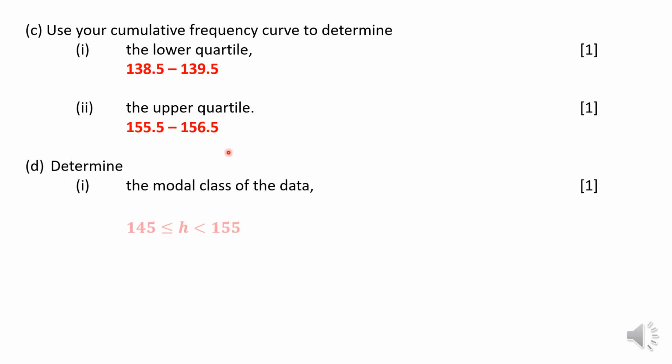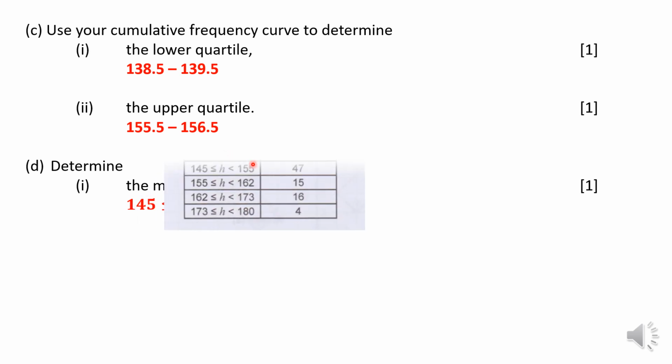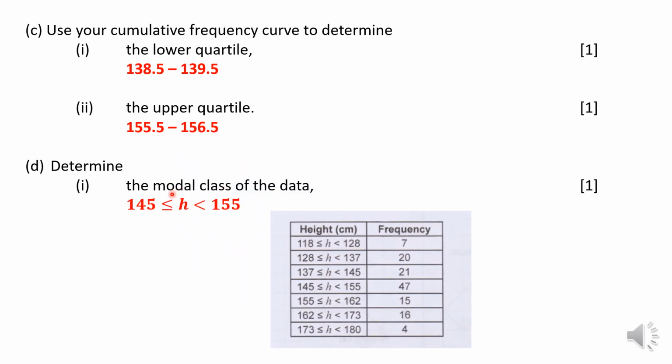The modal class, if I can bring the table back for you to have an idea: the word mode represents where most of the frequency happens. So if you look at this particular class, only 7, and this particular class, that is people with heights of 128 to 137, only 20. So the highest class there, which is where the mode is, is people who have heights between 145 centimeters and 155, all right? Not 155, but 154 perhaps. So this is the modal class, okay? And that is how you view that particular question for 1 mark.